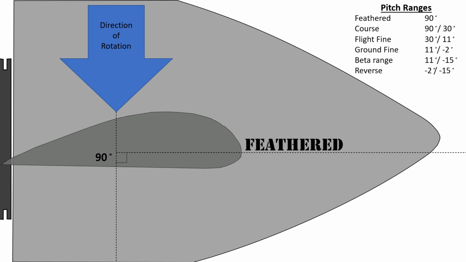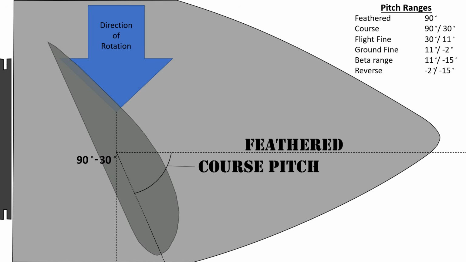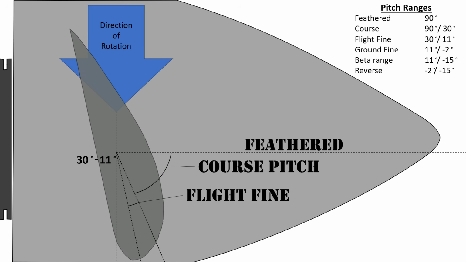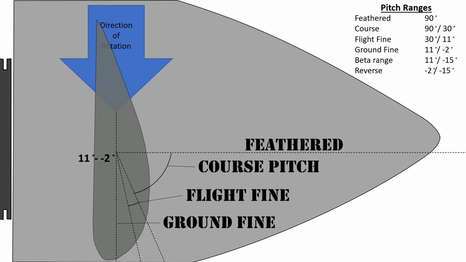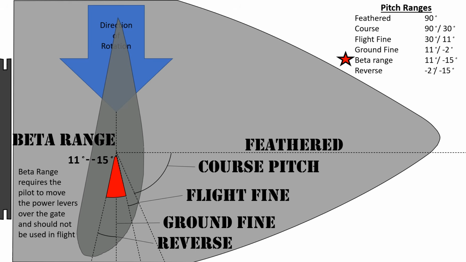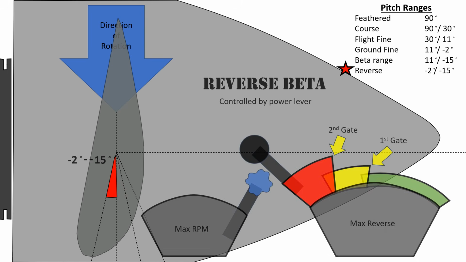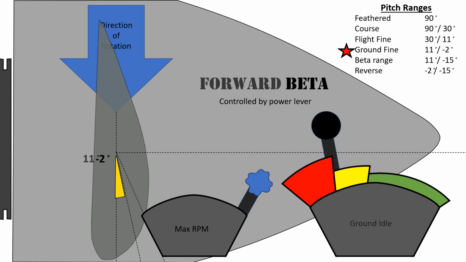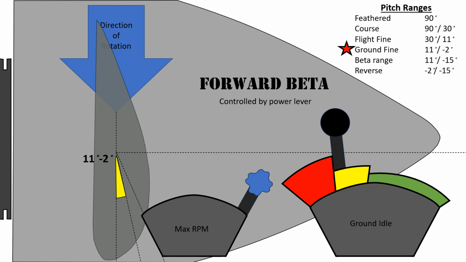Here we see the propeller in the 90-degree or feathered position, moving through the coarse pitch ranges, the flight fine position, the ground fine position, and movement into the reverse ranges. Beta range requires the pilot to move the power levers over the gate and should not be used in flight. The reverse beta range is controlled by the power lever being over the second gate from -2 to about -15 degrees. The forward beta range is still controlled by the power lever being over the first gate between 11 and -2 degrees.